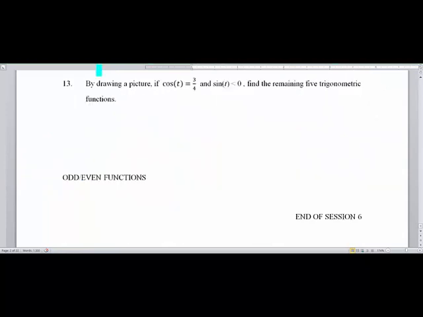So for our last problem on this page, I want you to first section off the odd-even functions, because we are going to talk about the odd-even functions in another video, but we're going to finish off this problem here. The cosine of t and the sine is less than 0.